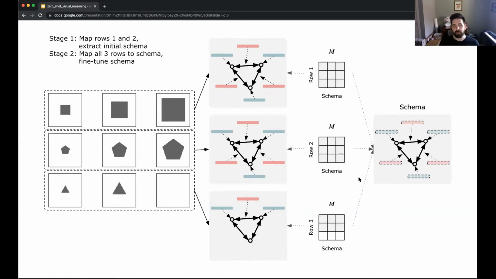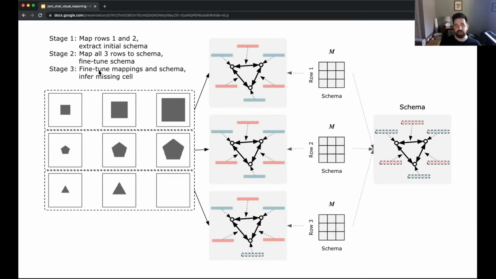And then we optimize the mappings between each of the 3 rows in the schema representation, while also continuing to fine-tune the schema itself. And then finally, we introduce the missing cell that needs to be inferred to the optimization process, again, while we continue to optimize the other parameters as well. And one interesting finding here is that these 2 initial stages don't actually need to last very long. The optimization procedure can mostly unfold in this 3rd step.